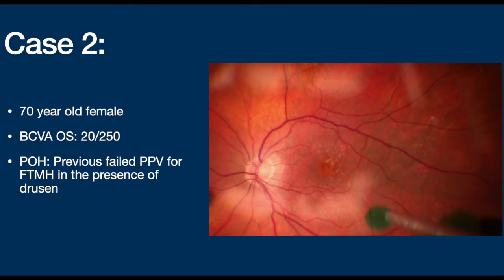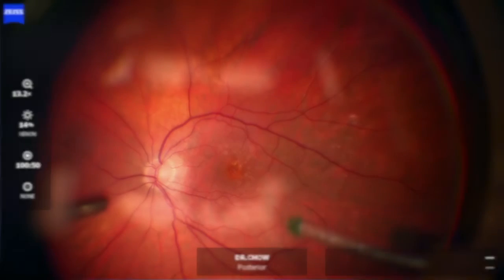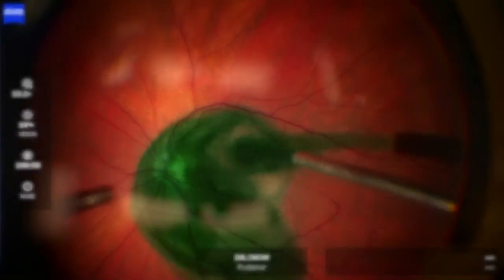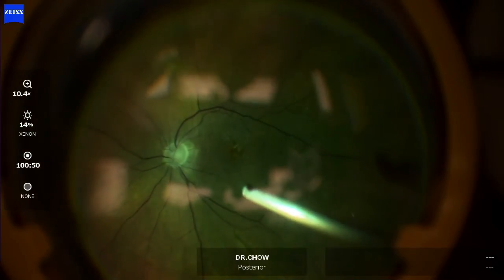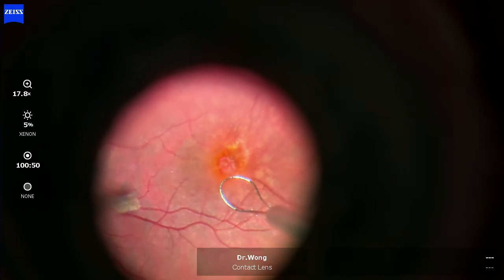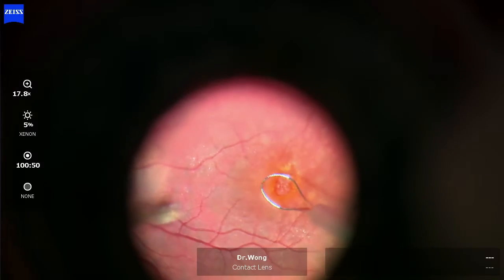Second case is a 70-year-old lady with a history of a failed vitrectomy for a full thickness macular hole. In this case, we can see the presence of drusen, which may be a factor that prevents hole closure. After staining with ICG and confirming no ILM was present, we proceeded to rough or mobilize the edges of the macular hole aided with a Finesse or flex loop.